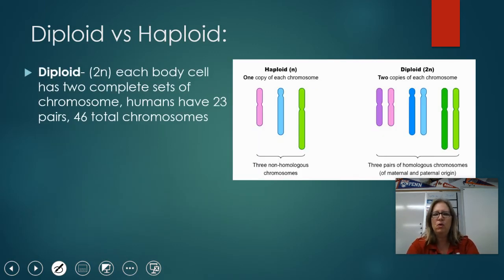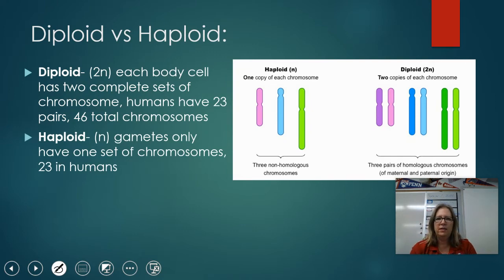Okay, a couple more vocab words. We've got diploid and haploid. Diploid is what we have in the body cells, the normal body cells, not the sex cells. Okay, each body cell has two complete sets of chromosomes. So there's 46 total chromosomes, 23 pairs. So you've got 23 different chromosomes in your body, and there's a pair of each of those for a total of 46 chromosomes in all of your cells besides the sex cells. Those are known as diploid cells. They're labeled with this 2N.